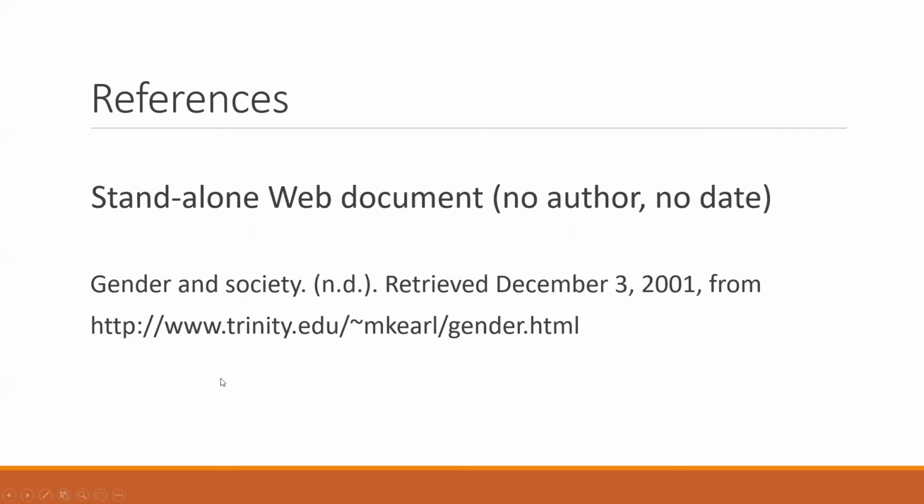We talked a little bit about this already, right? Gender and society, no date. So this is in place of an author. When we don't have an author, we don't have a date available to us. Retrieval date from such and such website.